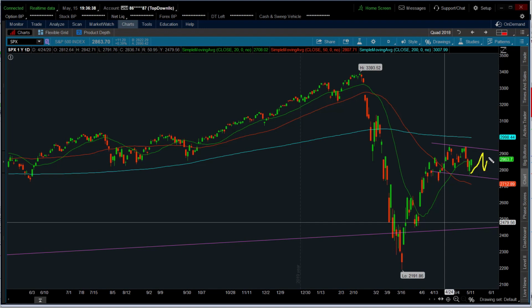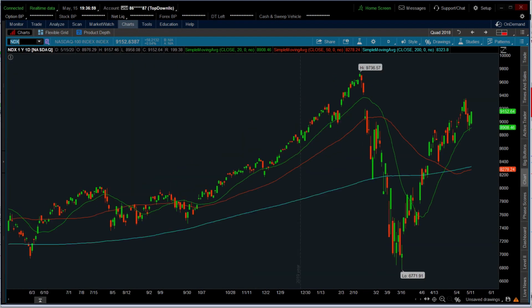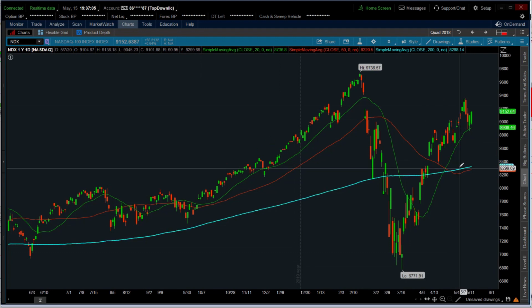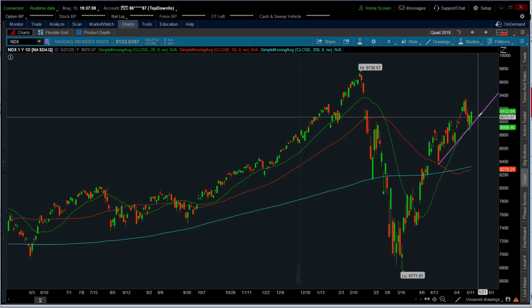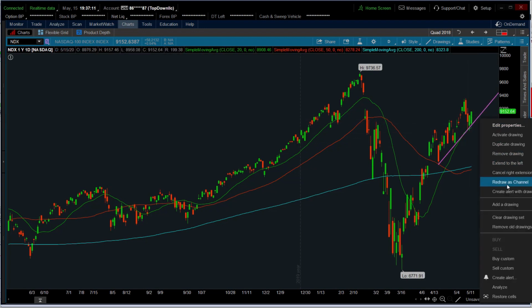We could stay in the channel for a while, we could break out of it to the downside, or we could break out of it to the upside. All right, moving to the NDX. As I was saying earlier, different situation, because the channel in this case is an up channel, which is completely different from the other two indices. Everything's out of sync. Tech has been hot recently and continues to be so.